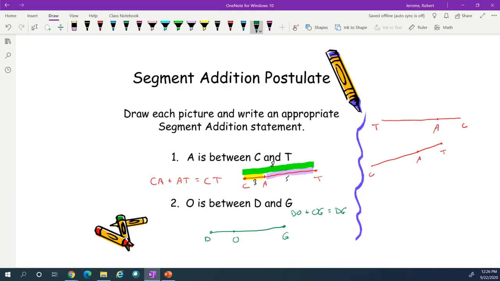So really stressing this idea of what it means to be between, because we have to be able to draw that picture, and this segment addition statement. This little piece plus the piece right next to it. You can't have a gap. This piece, the piece right next to it, equals the total. No gaps, no overlap, no changing direction.